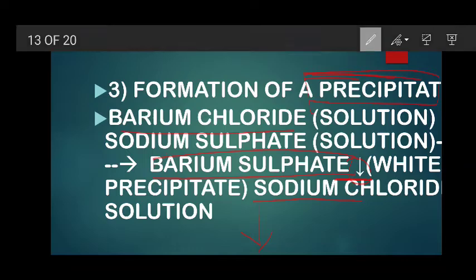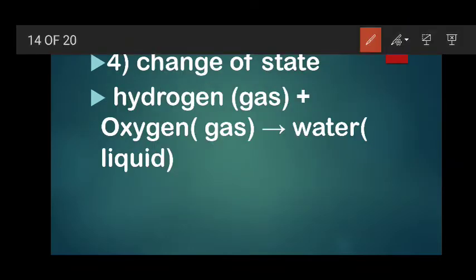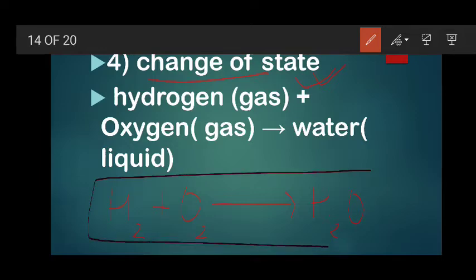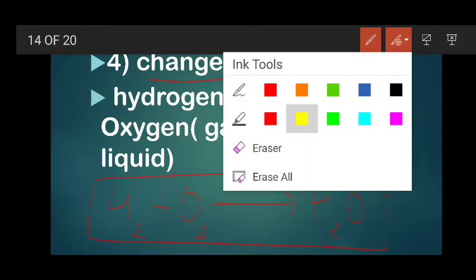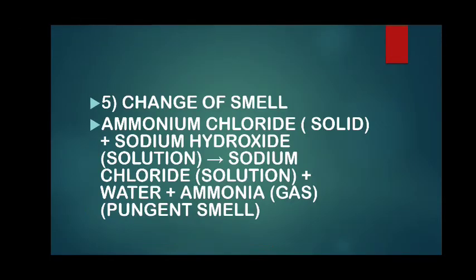Clear? Now next is a change of state. Change of state means solid changes into gases, gases change into liquid, like this. So change of state is observed in many chemical reactions. The reactant may be a solid or a liquid which changes into a gaseous product or vice versa. So for example, I have taken here hydrogen and oxygen. Hydrogen is a gas, oxygen is a gas. But when hydrogen and oxygen react, there is a formation of what? Water. And you know water is what? Liquid. Yes. So here what happened?